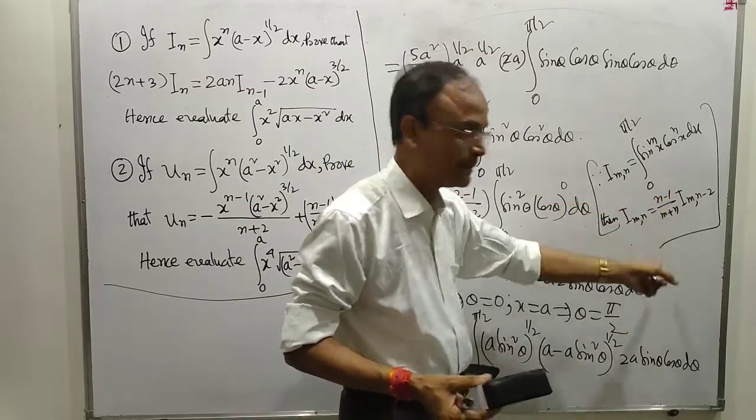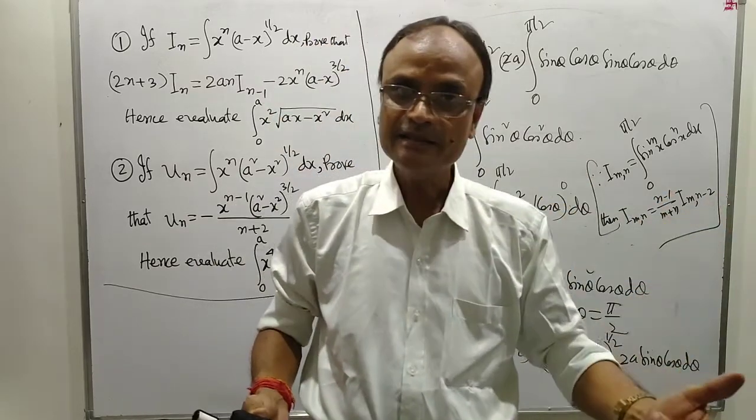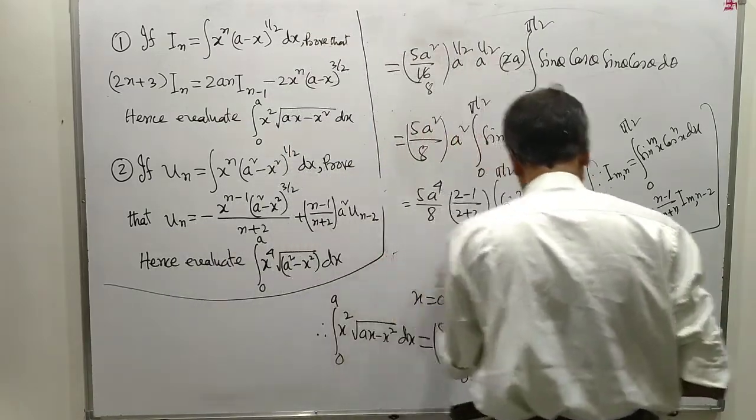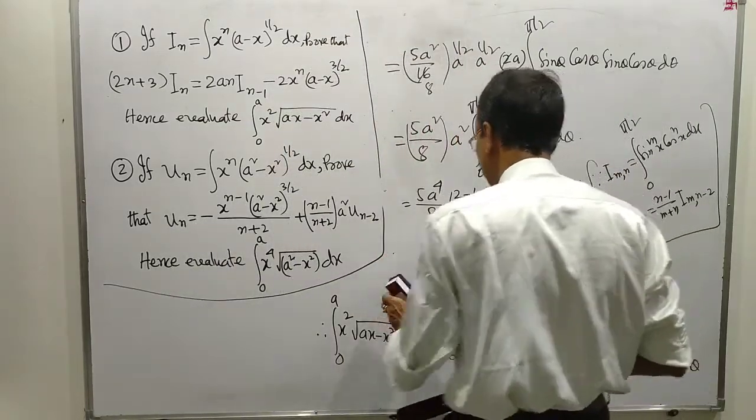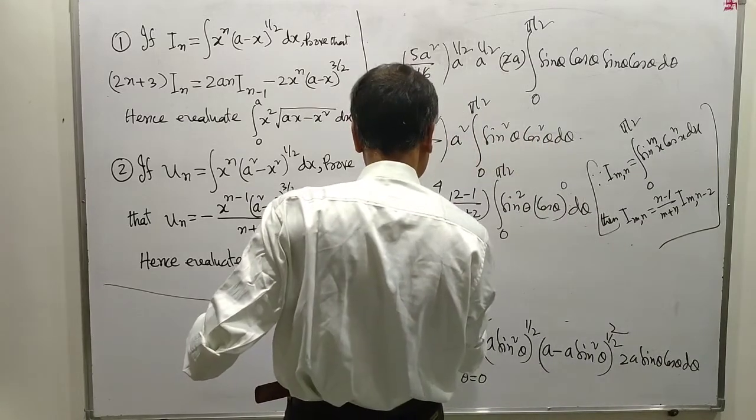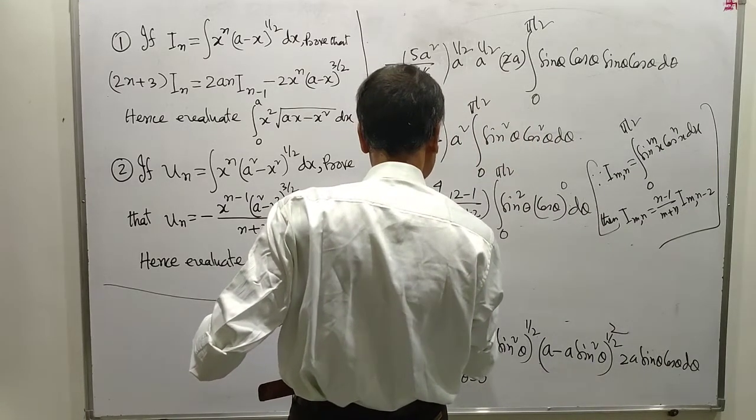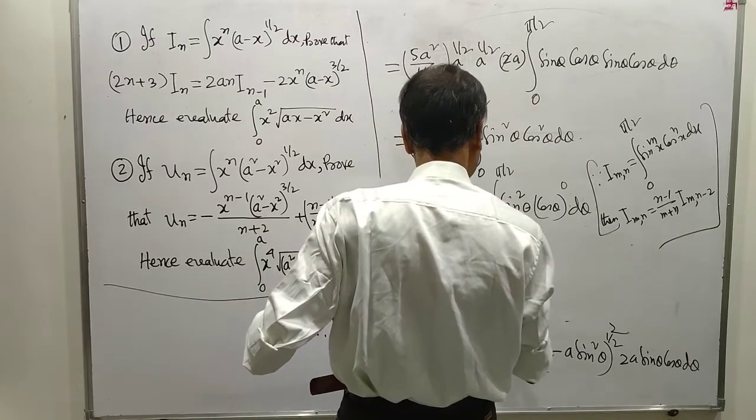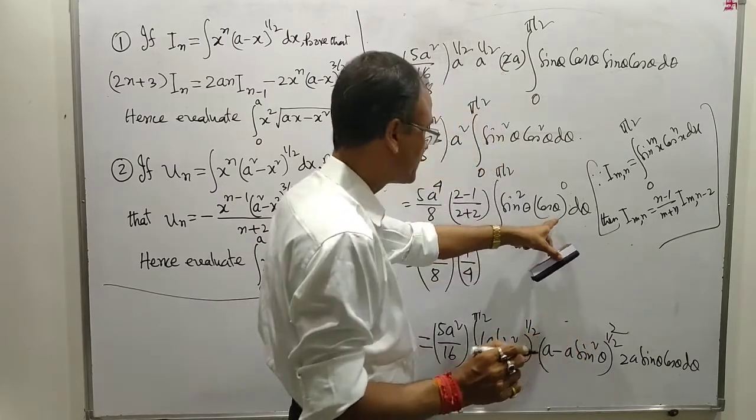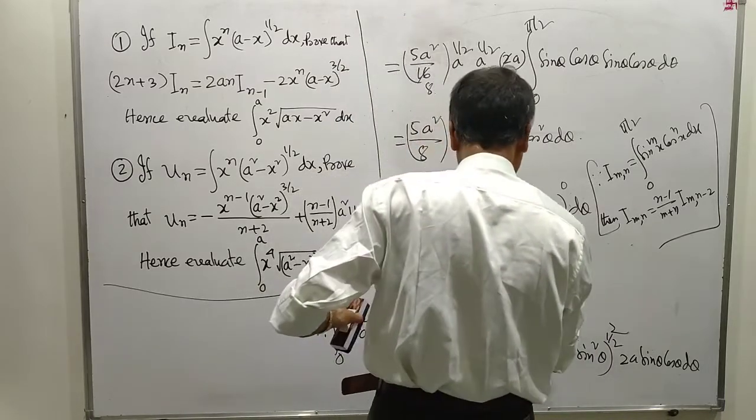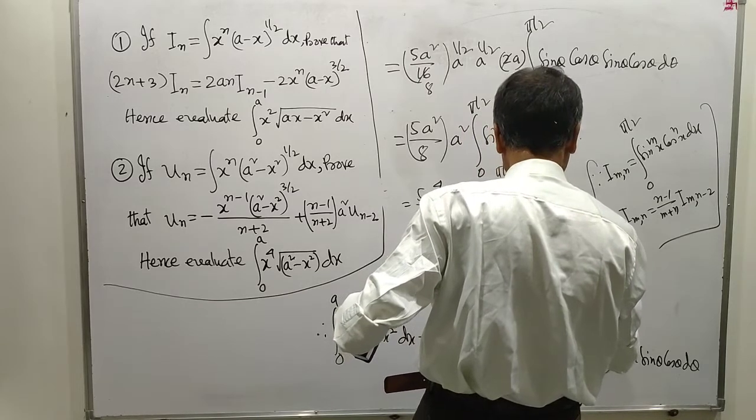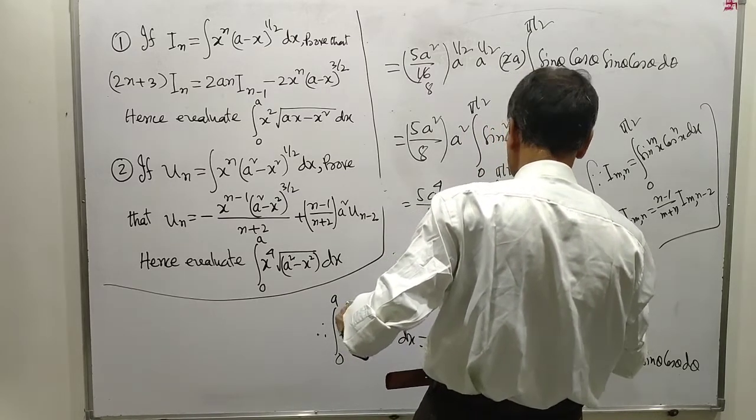M minus 1 divided by m plus n. I m minus 2m. The same result will come. This is equal to 5a square, 5a to the power 4 divided by 8, 1 by 4. It is 1 sin square theta, again 1 by 2 into pi by 2. This is equal to 5 pi a to the power 4.